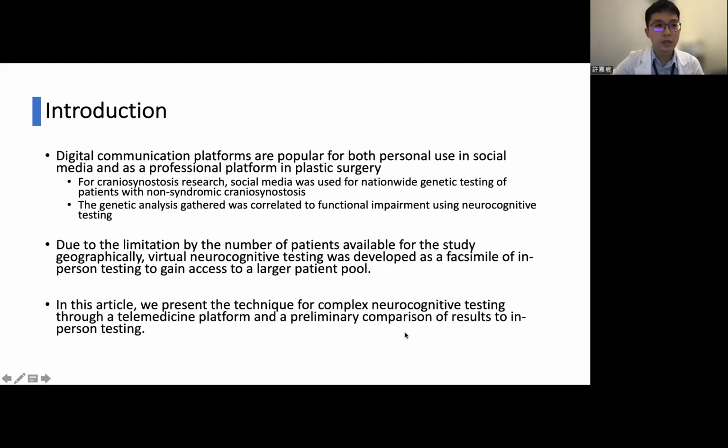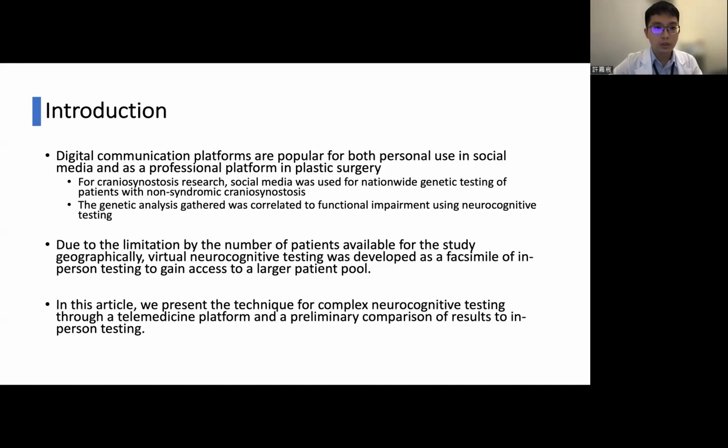As for the introduction, as we know, digital communication platforms are now popular for both personal use in social media and as a professional platform in plastic surgery. For example, in cranial synostosis research, social media was used for nationwide genetic testing of patients with non-syndromic cranial synostosis. And this genetic analysis was correlated to functional impairment using neurocognitive tests.